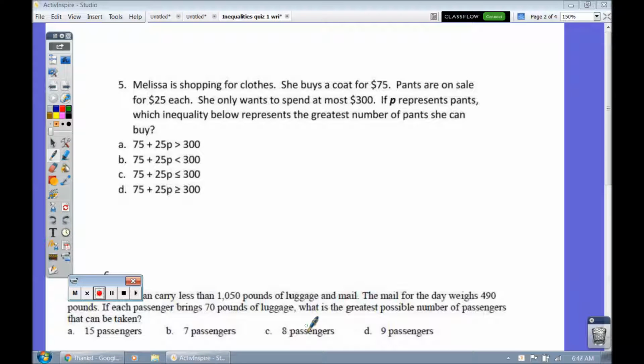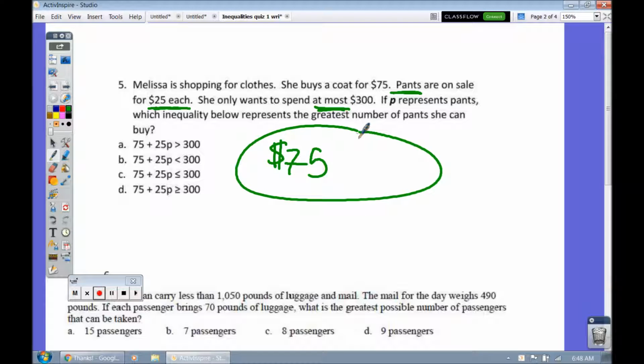All right, Melissa's shopping for clothes. She buys a coat for $75. So she has a coat for $75. Pants are on sale for $25 each. She only wants to spend at most, which means she does not want to spend more than that. So that means this is what she is going to do right here.